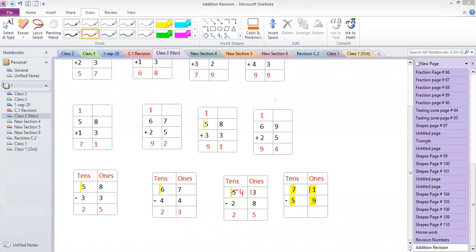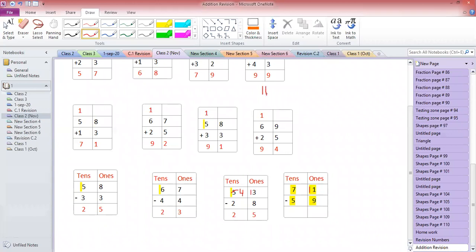Draw 11 lines and cut 9. Look here. 1, 2, 3, 4, 5, 6, 7, 8, 9, 10, and 11. Cut 9. 1, 2, 3, 4, 5, 6, 7, 8, 9. How many lines are left? 2. So 11 minus 9 equals 2. Okay. Then write 2 here, down.